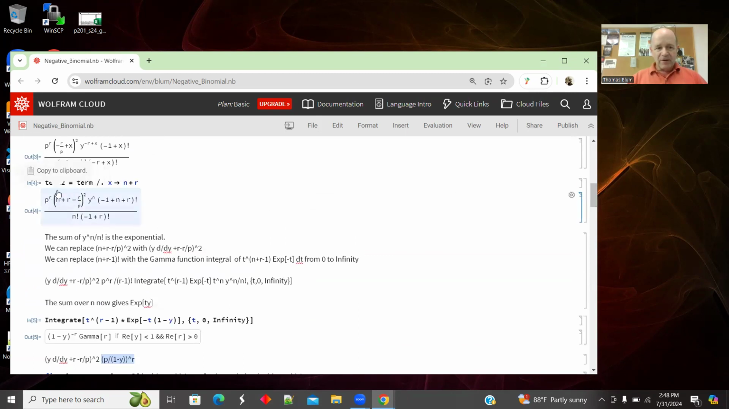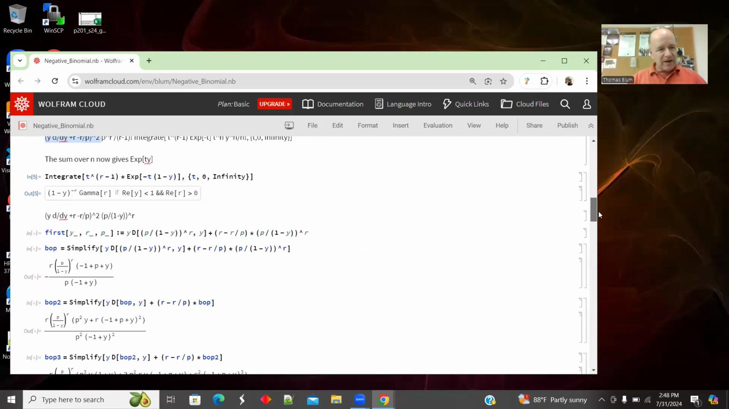So there's that. And then I have my weird y dy plus r minus r on p raised to the 2 acting on it. So here's that acting on, so I need that stuff acting on p over 1 minus y raised to the r. And so I've got to take my derivatives with respect to y and then make my substitution of y equals 1 minus p.